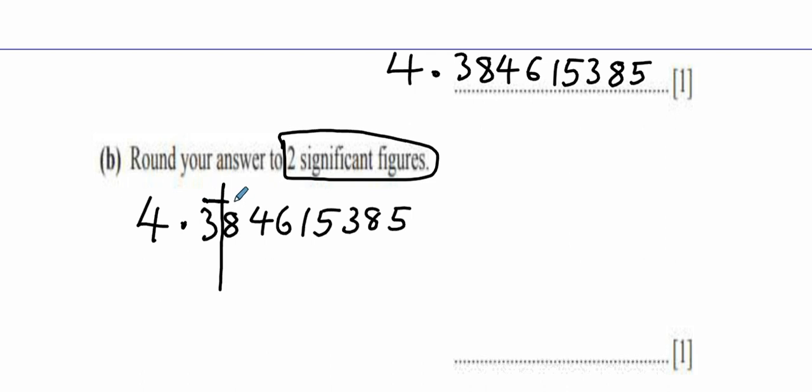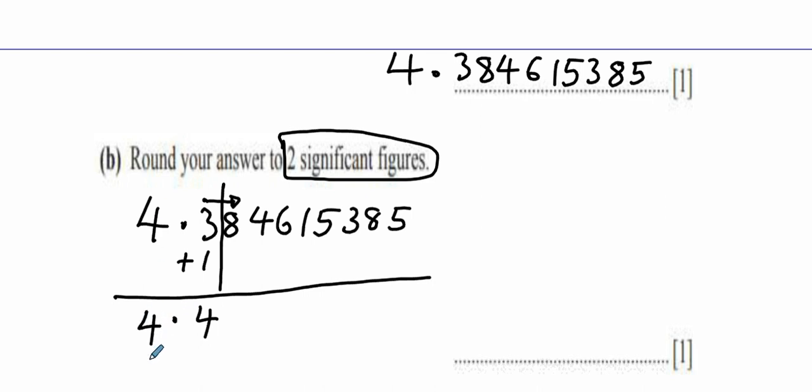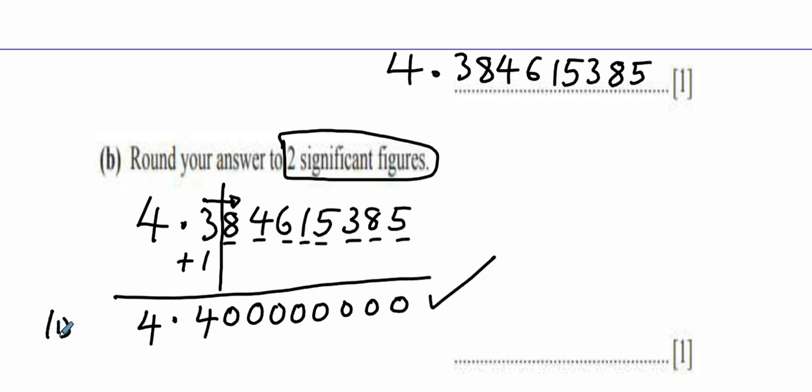You stand here. You check on your right. There is 8. 8 is bigger than 5, so you'll be adding 1 over here. This will be 4 decimal point 4. You see that? Now, what happens to 8, 4, 6, 1, 5, 3, 8, 5? All these become 0: 8 becomes 0, 4 becomes 0, 6 becomes 0, 1 becomes 0, 5 becomes 0, 3 becomes 0. Okay. For significant figures, this is the answer. This is the first answer.